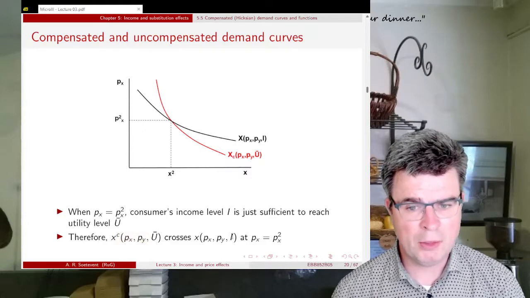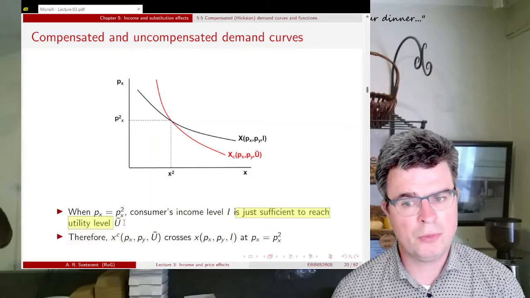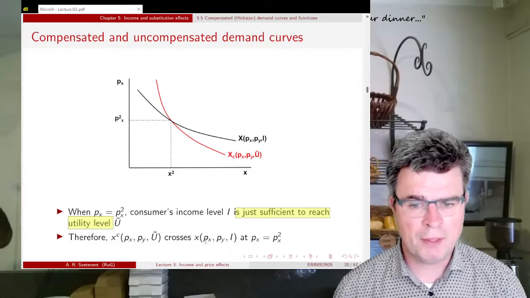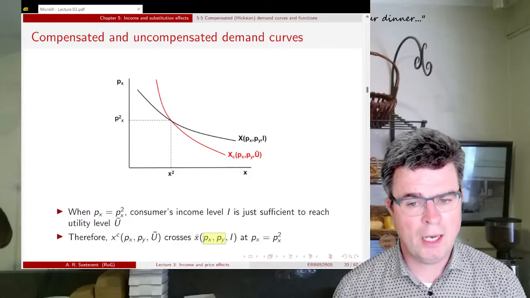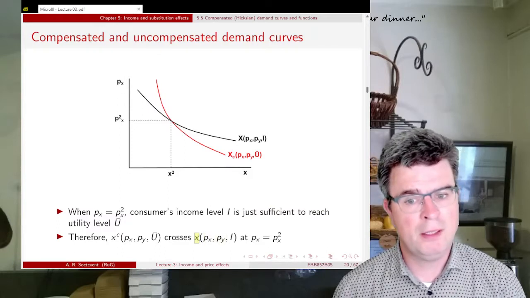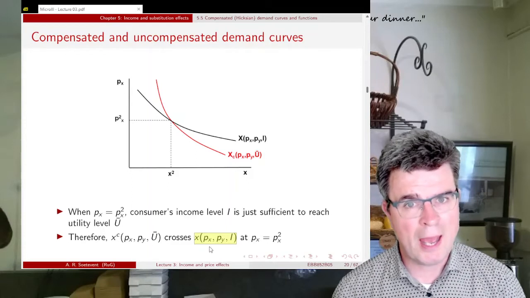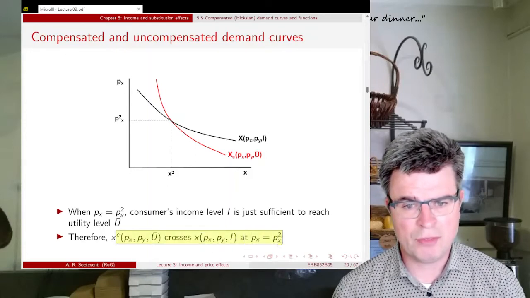And given that my income is I, and that's just sufficient to reach this utility level U bar, but no higher utility level, and given the same prices Px and Py, I will maximize my utility by spending such an amount on good X that I can buy X units of good X. So this holds by definition.